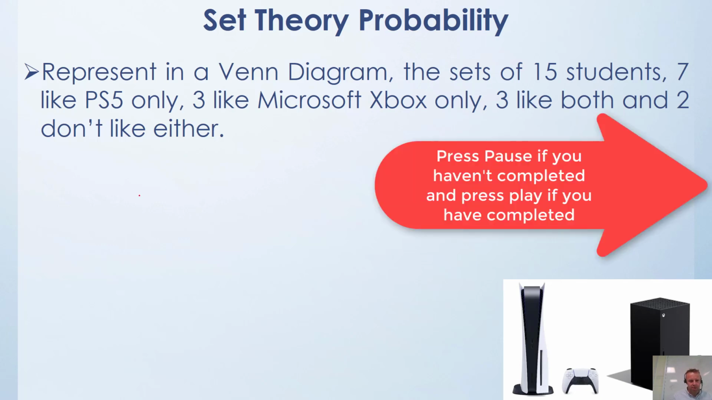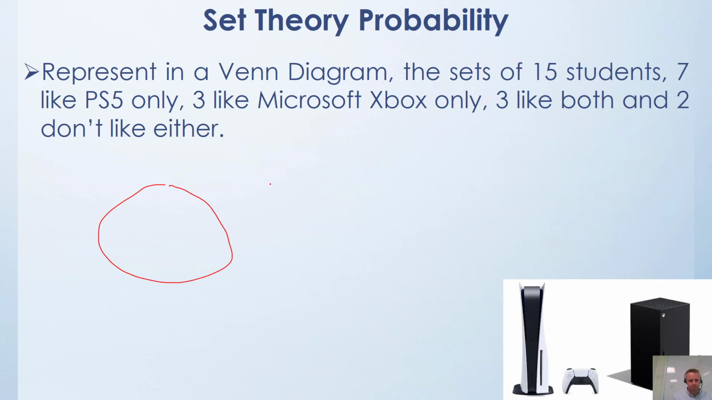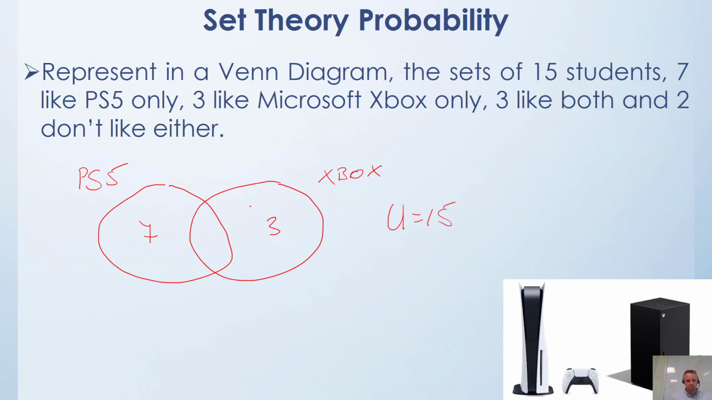So we get our two Venn diagrams here. We have PS5 here, and we have the Xbox here. Universal U is equal to 15, that means the total number of students that we have. 7 like PS5 only, so 7 goes in here. 3 like Xbox only, so 3 go here. 3 like both, and 2 like neither.